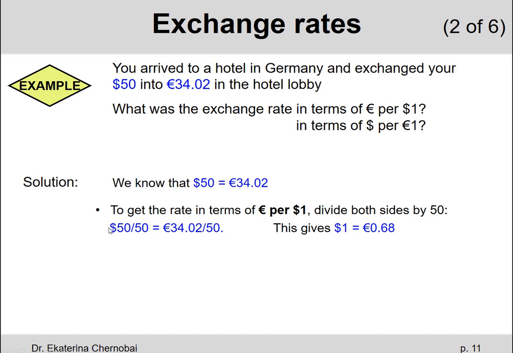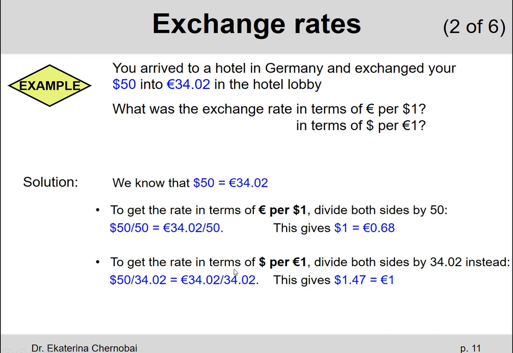And we get $50 divided by 50 on the left-hand side. And on the right-hand side, we have 34.02 of a euro divided by 50. When you simplify it, you get $1 on the left-hand side equals 0.68 of a euro on the right-hand side. This is the exchange rate between the dollar and the euro expressed in terms of euros per $1.